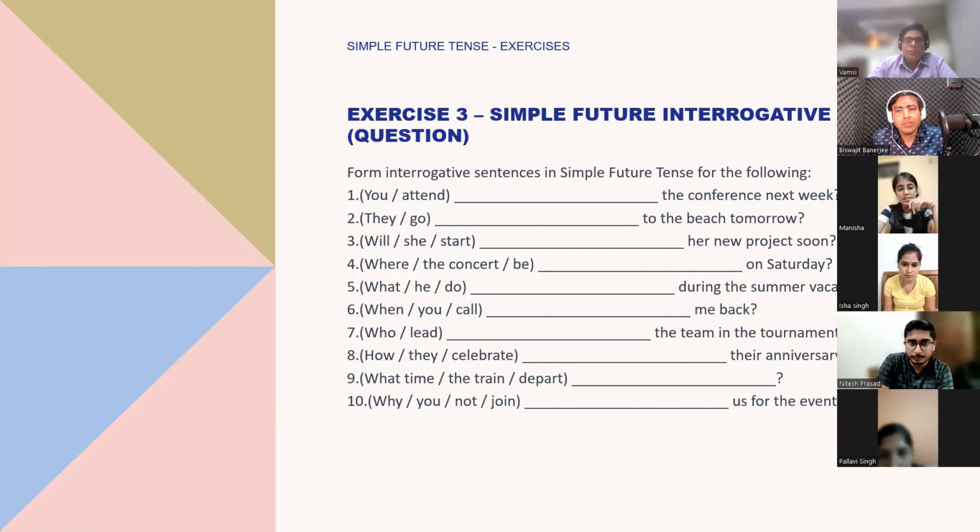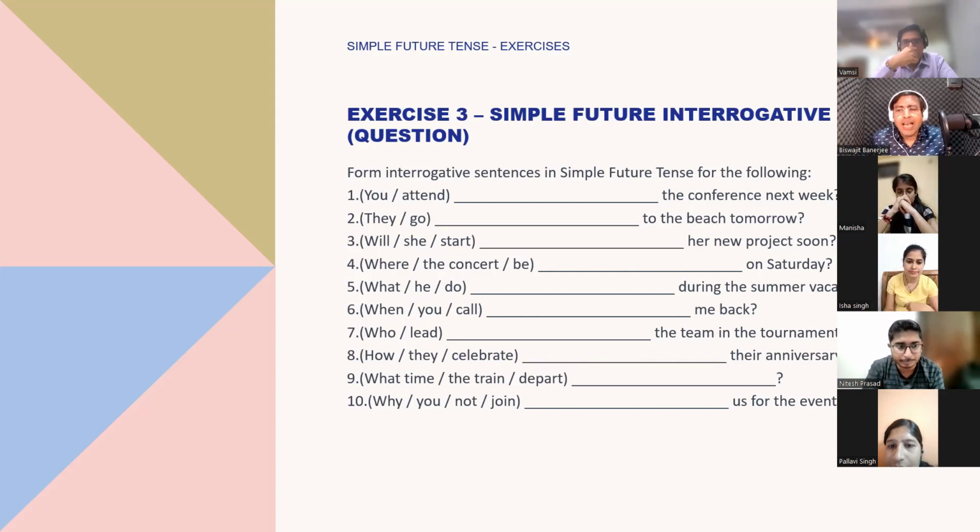Will she start her new project soon? Correct. Isha, dash on Saturday. Where will the concert be on Saturday? Okay, correct. Where will the concert be on Saturday, or where will the concert be held on Saturday or conducted on Saturday? Both will do. What you're saying is also spot on. Correct.